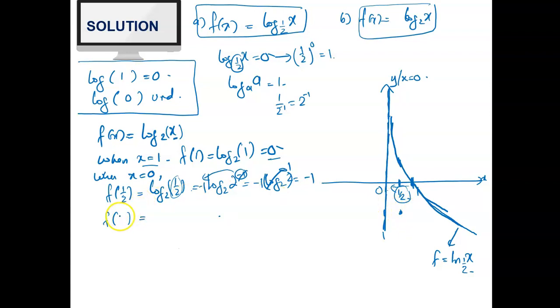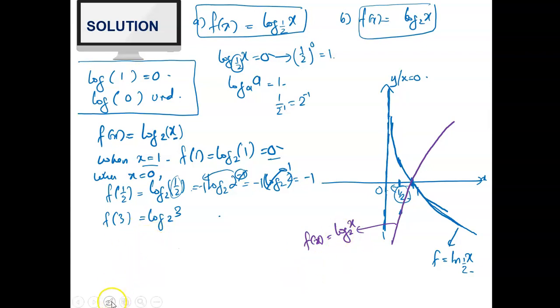And then when x equals 3, log 3 to the base of 2 is 1.548849 something, which is positive. So the graph will be something like this. This is the function f(x) equals log x to the base of 2.